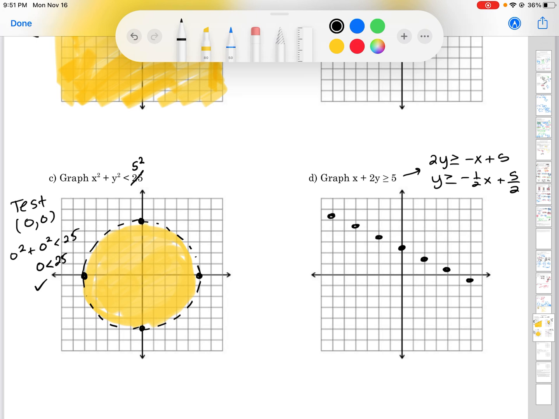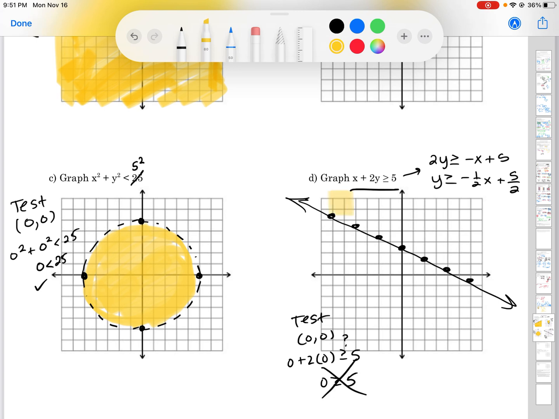Okay. Solid line because we have the or equal to. And then we should just test 0, 0. It's available, so why not? Let's go back to the original. Is 0 plus 2 times 0 greater than or equal to 5? So is 0 greater than or equal to 5? Absolutely not. So we should shade away on the other side. So that'll be the top. And again, you notice that y is greater than or equal to, so it should make sense that we're shading where the y values are greater than or equal to this line.